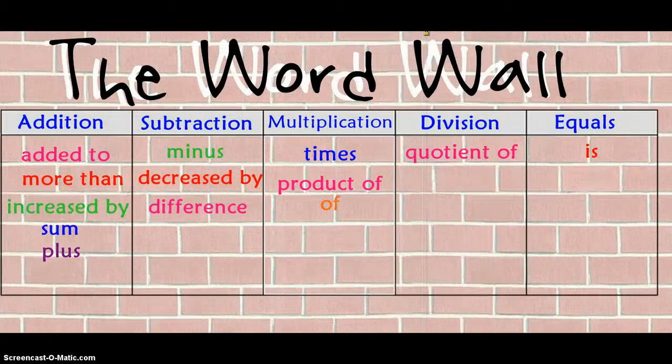Okay, so here are the correct words placed in the correct category. So added to, more than, increased by, sum, and plus all mean to add. For subtraction, synonyms are minus, decreased by, and difference. For multiplication, times, product, and of. For division, quotient or quotient of, and equals is the same as to say is. So these are all really important words that are going to help you in order to do word problems and basically figure out from the context what operation you're going to use: addition, subtraction, multiplication, or division.